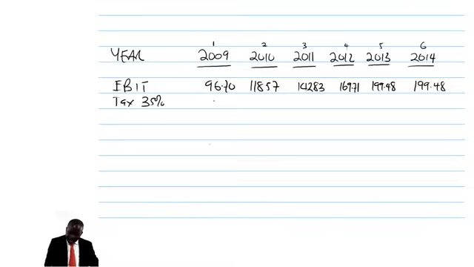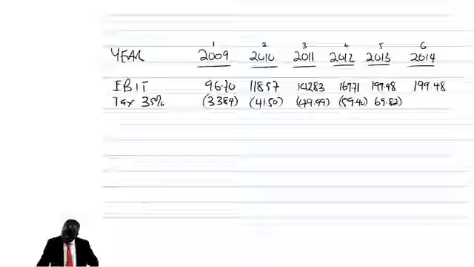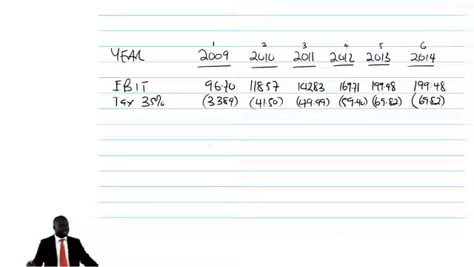96.7 times 35 is 33.84 minus, and then 41.50 minus 49.99 minus 59.40 minus 69.82 minus, and then 69.82 minus. These are the tax figures.